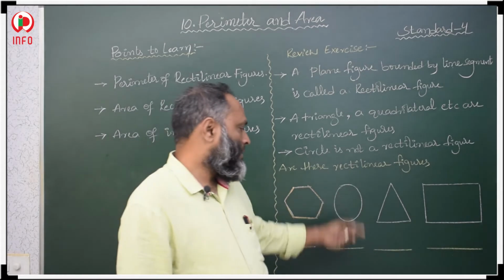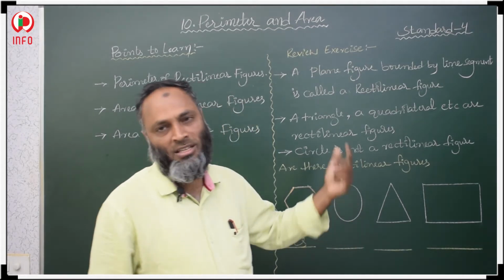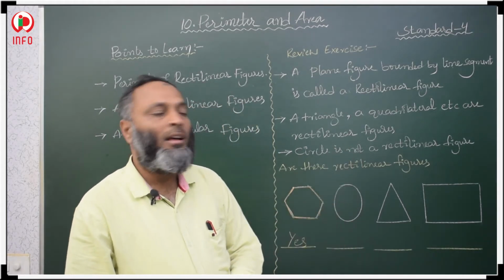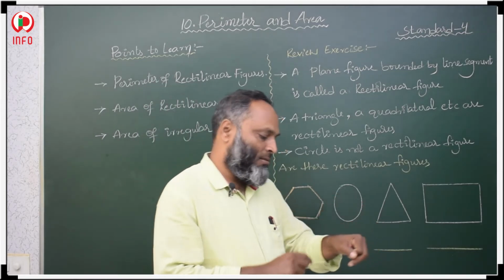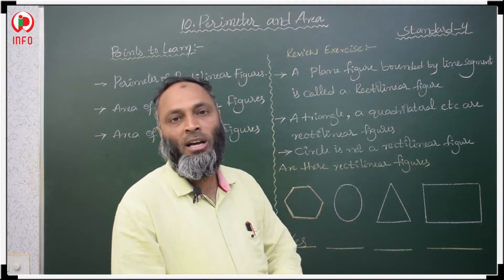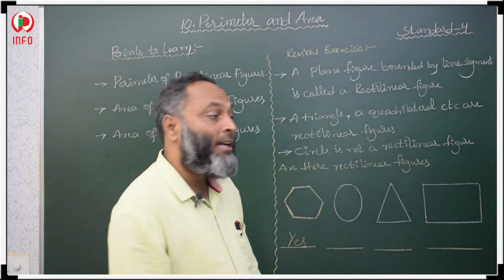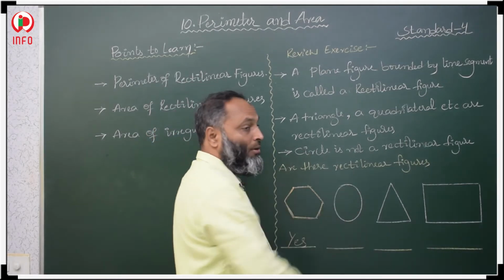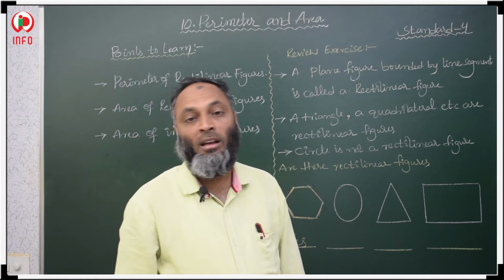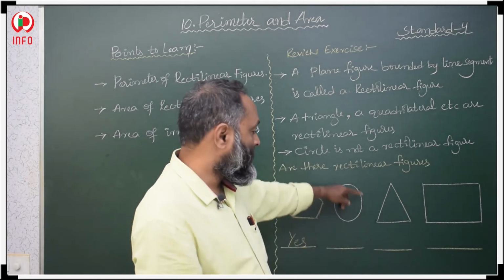Actually this is a circle. So it looks like an oval shape. Ovals are also not rectilinear, so the circle is also not rectilinear. Why? Because it is not bounded with a straight line. So these are curved paths.